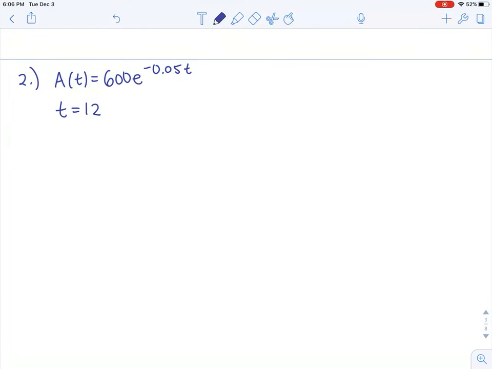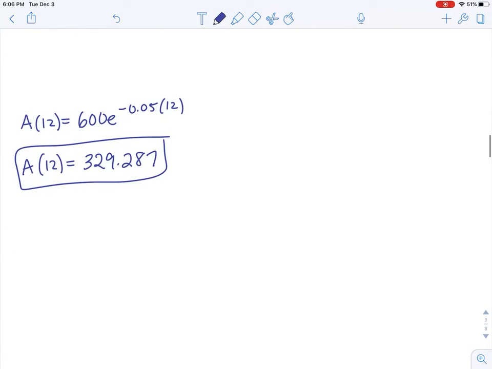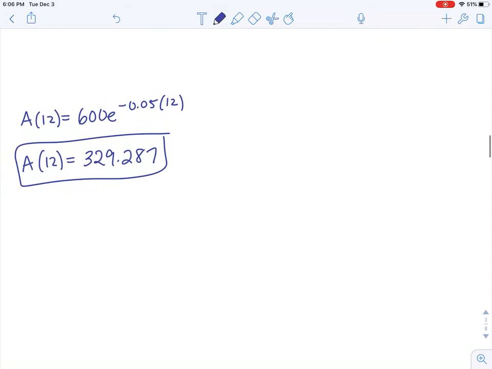Number 2 wants you to solve the problem. It gives you a formula and it tells you that T is in days, and then it wants you to find the amount present after 12 days. So your equation it gives to you, and you just need to plug in T equals 12. So in your calculator, when you type this in, it should give you 329.287.